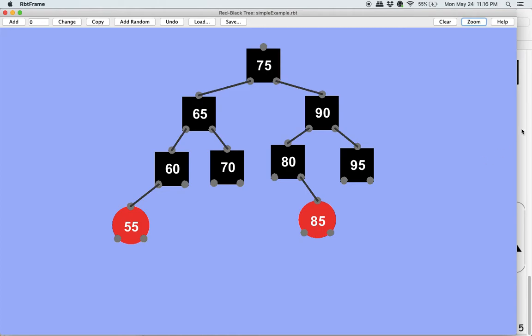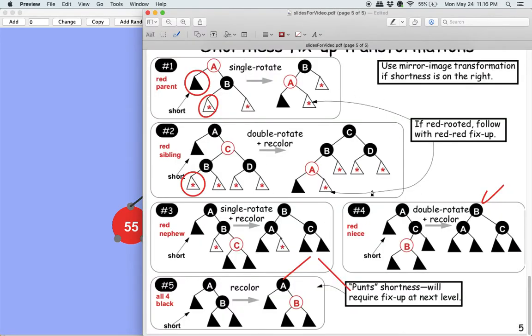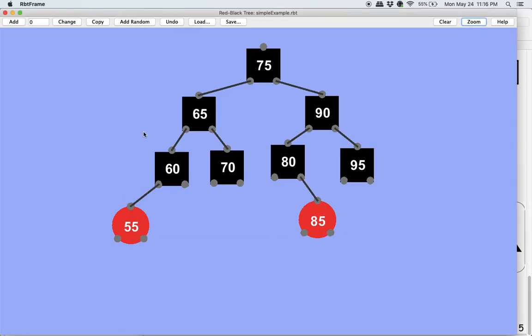I'm going to stop looking at these at every one, figuring that we've had enough practice now. So let's go ahead and delete the 55. Well, 55 is easy. It's a red leaf, no problem at all. And now we're going to delete the 60. Delete the 60, shortness coming up here. Black, black, no reds anywhere. This guy turns red. That's transformation number 5.